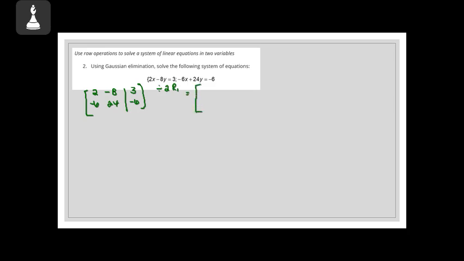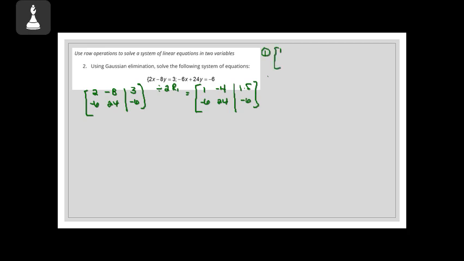So 2 divided by 2 is 1. Negative 8 divided by 2 is negative 4. 3 divided by 2 is 1.5. And I'm going to leave the bottom row as is. Negative 6, 24, and negative 6. Okay, so step 1 is you want to get a 1 here.